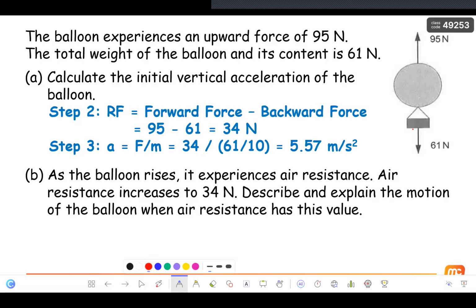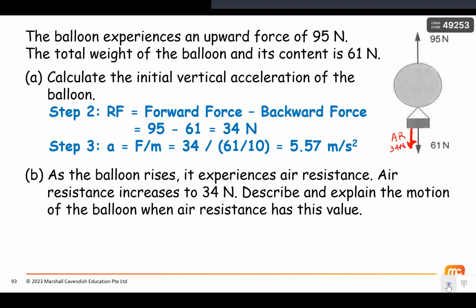Now I have one more air resistance, which is 34 newtons, going downwards. Now they do not want you to do any calculation, but they want you to describe and explain the motion of the balloon when the air resistance has this value. So now I want to describe the motion in terms of all the forces given to me.